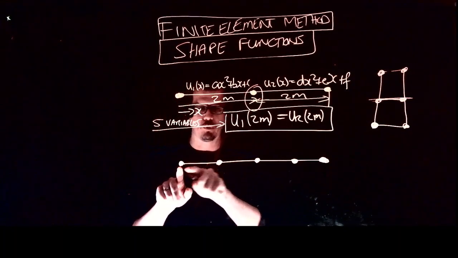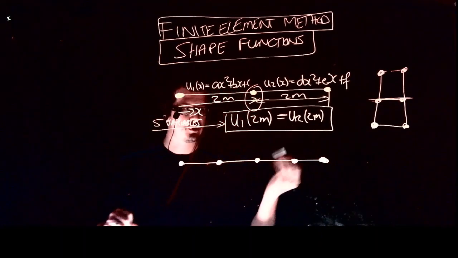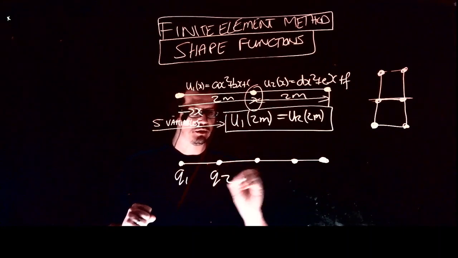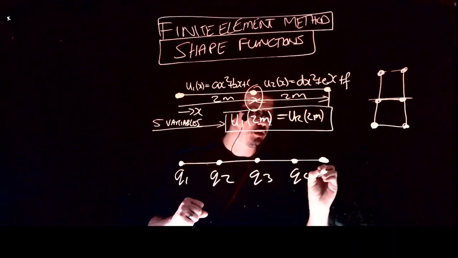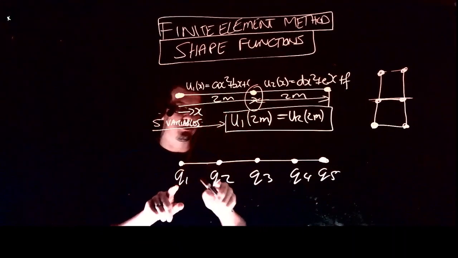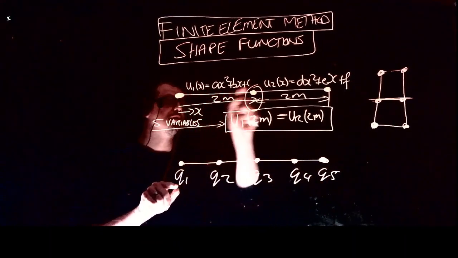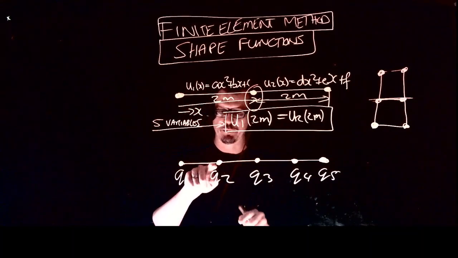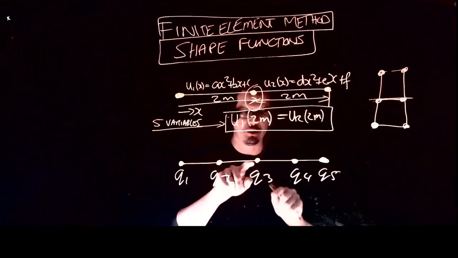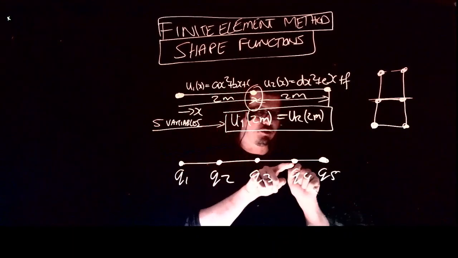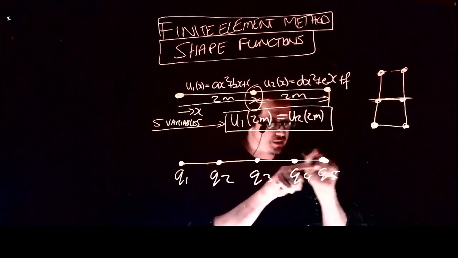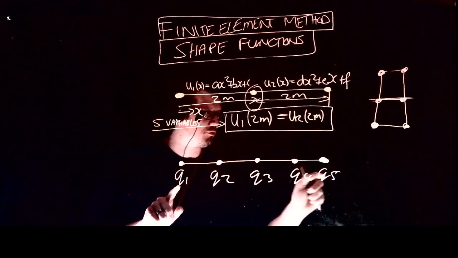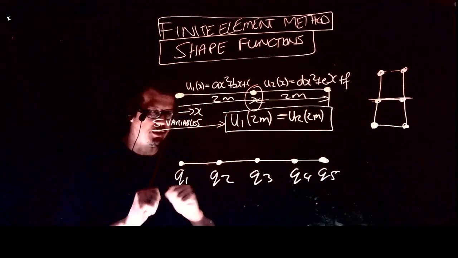How many dots did I put down? 1, 2, 3, 4, 5. And let's say we have an approach to be able to say Q1, Q2, Q3, Q4, Q5. These Q1 to Q5 are like these A's, B's, and C's, but such that Q1 represents the displacement at this node, Q2 represents the displacement at this node, Q3 this node, Q4 this node, and Q5 that node. They are the variables that we want to solve for, like the A's, B's, and C's, but they have a bit of a different meaning.